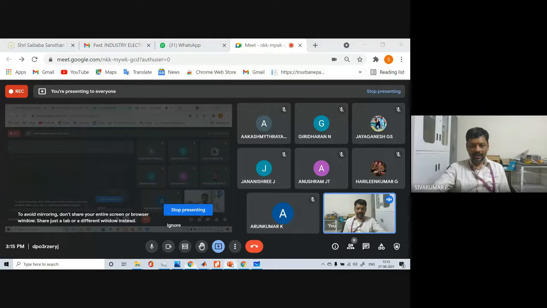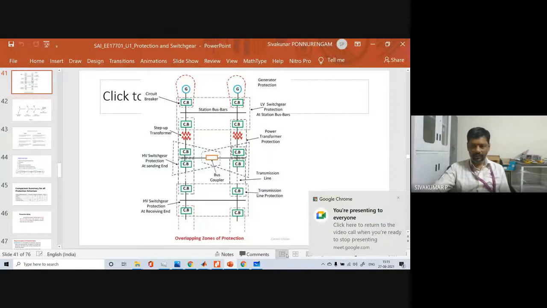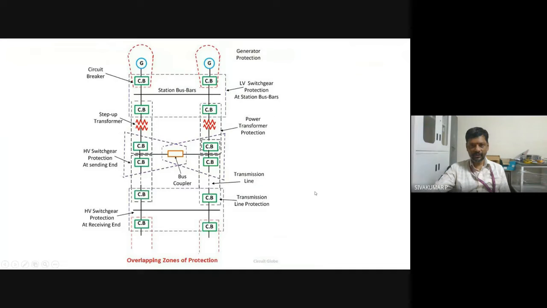Yes, dear students. Today we are going to see the zones of protection, the protective zones. This is the overall view of the power system structure.